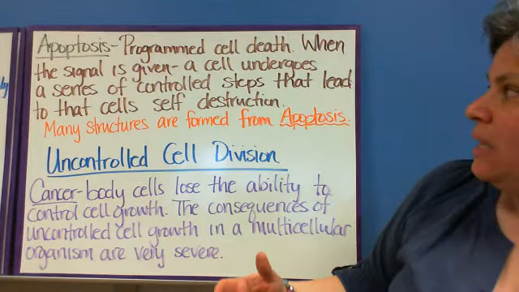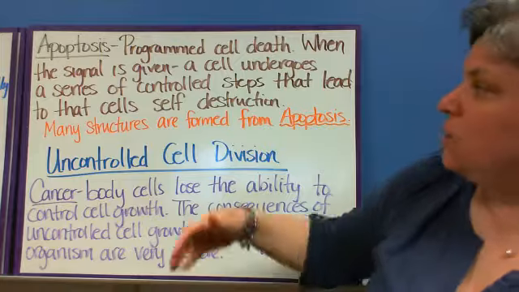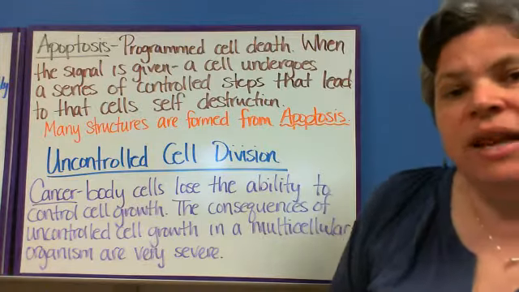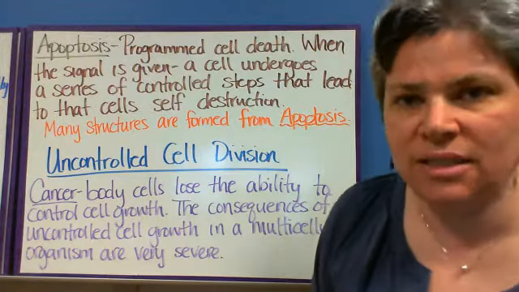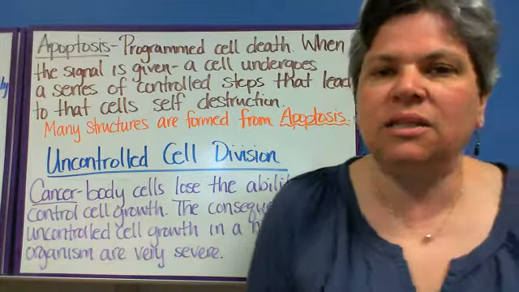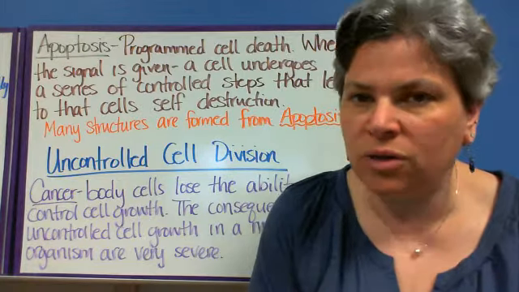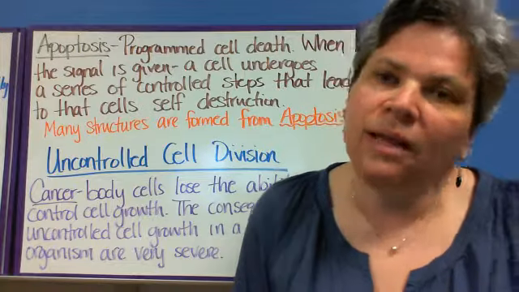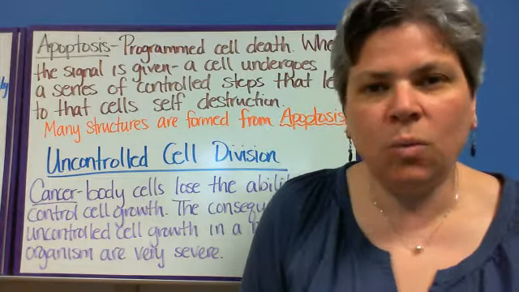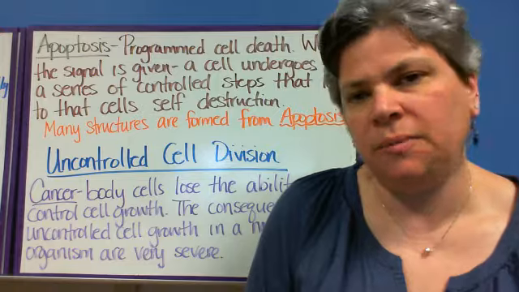So the cells have been given a signal to undergo this series of controlled steps that actually leads to the destruction of that cell. Now, obviously, it makes sense if a cell is tired or old or no longer doing its job that, okay, we want to get that cell out of there. But when else might we want apoptosis to take place?